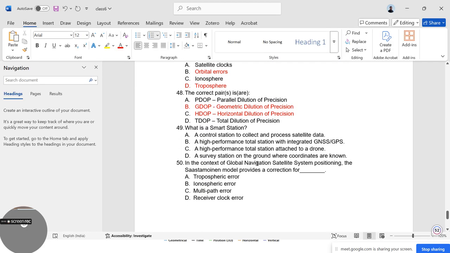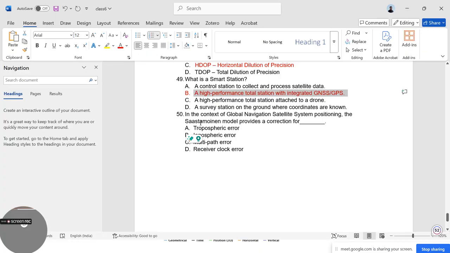What is a smart station? A smart station is the integration of GPS as well as a total station. So option B. How is it useful? Let's say we are collecting data through GPS and we went into some tunnel or some area in a jungle. In that case, we will stop receiving the signal. So during that time, we will use the total station. When we can see the point easily, we'll use the total station, but when we are going away, we can use GPS. So like that, they complement each other and we can do the survey.